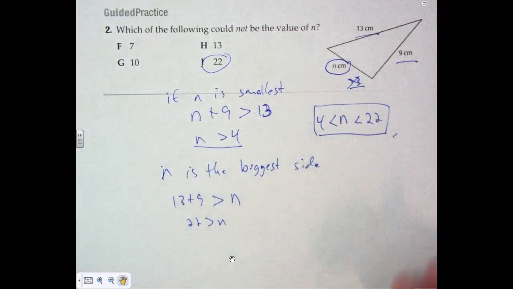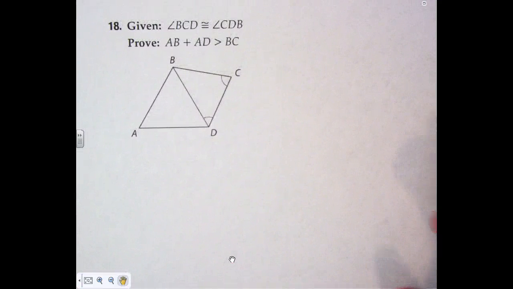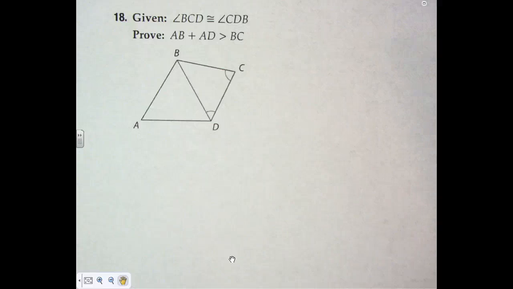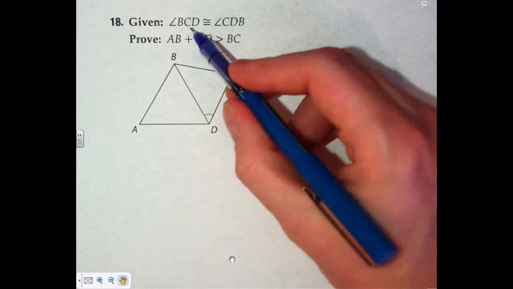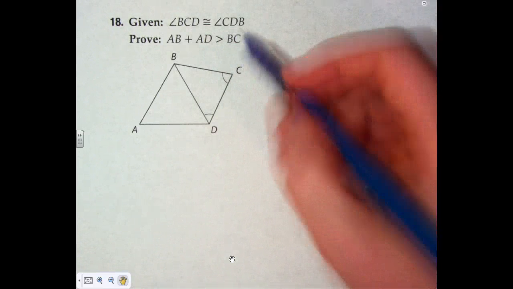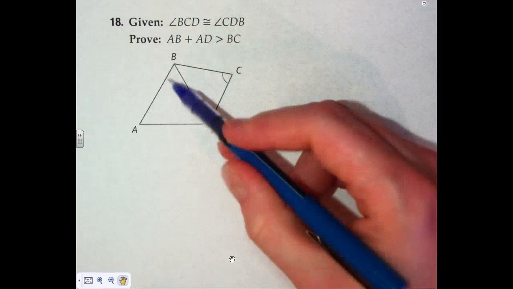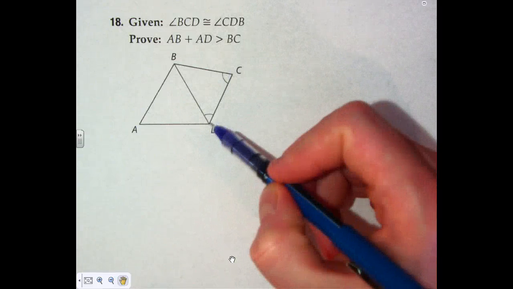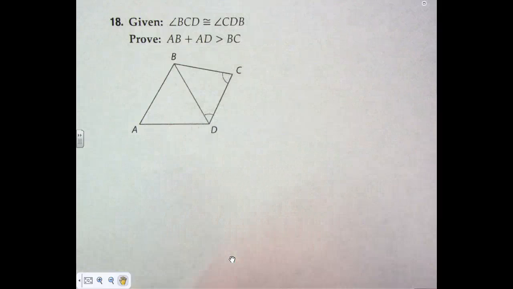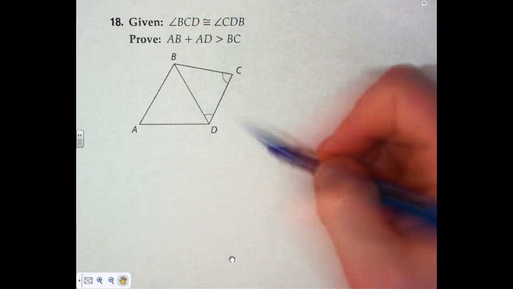And then one last example real quick. A proof. So, we're given that angle BCD and angle CDB are congruent. We could use a single letter name for this one, but this one we have to use a three-letter name because there's multiple angle Ds here. We're told they are congruent.